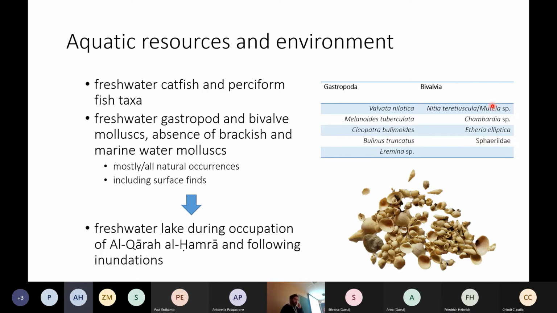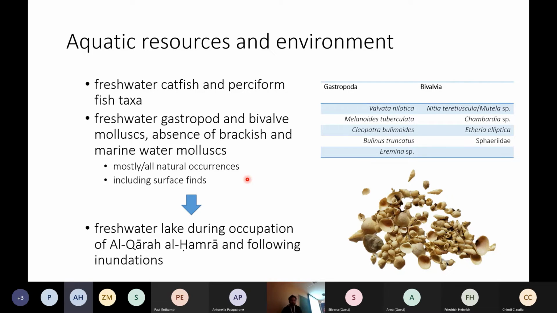And I just wanted to make a brief note on the fish and mollusks from Qarat al-Hamra, because they might slightly contribute to understanding environmental conditions at the site. We only have freshwater fish, catfish and cichlids, and we have only freshwater mollusks, gastropods and bivalves, except for the land snail, Eremina. They are all, or almost all, natural occurrences, so they would have been present in the sediment. They often also ended up in the mud bricks, which then melted away when the site was flooded.